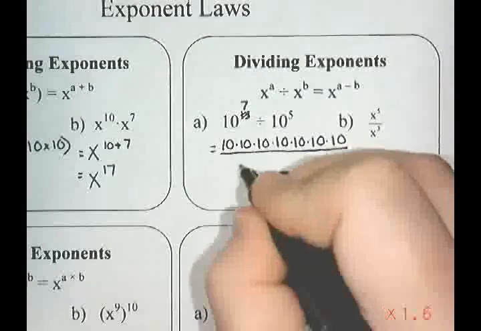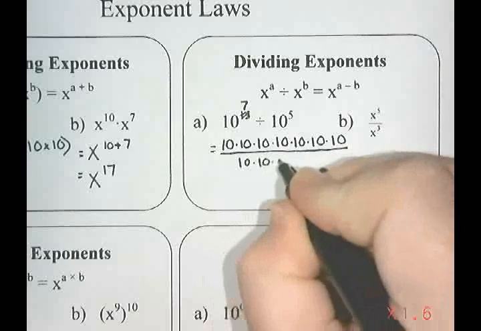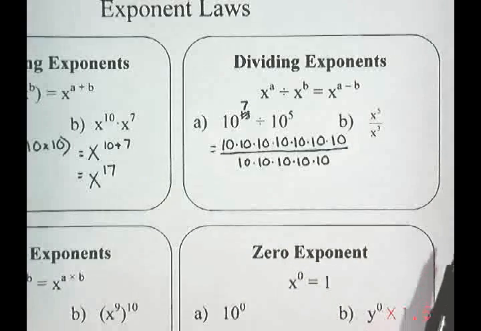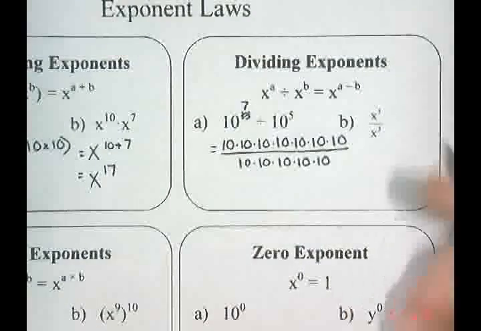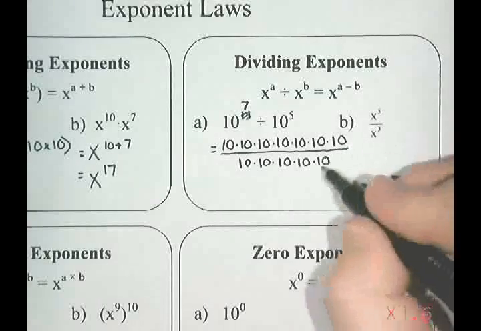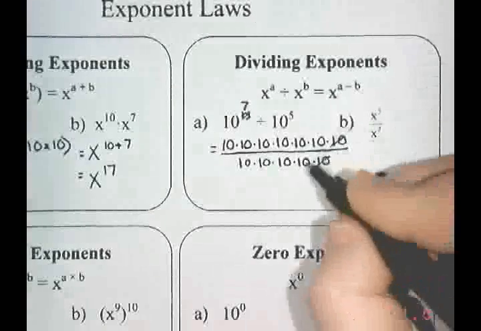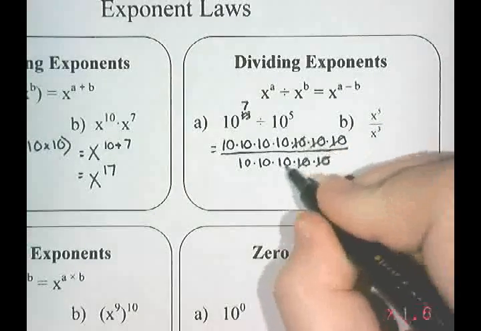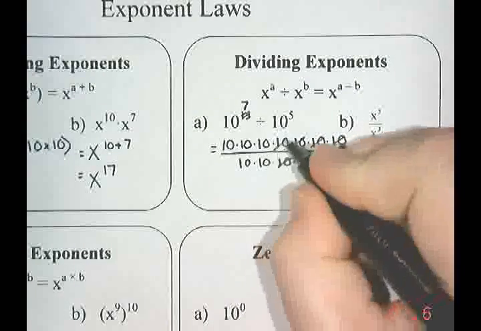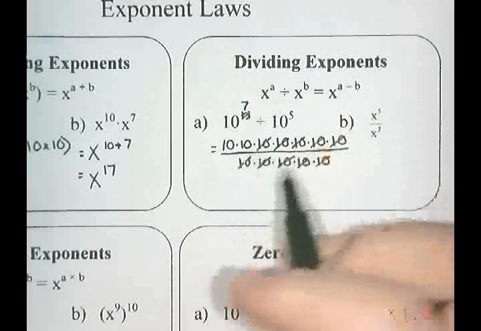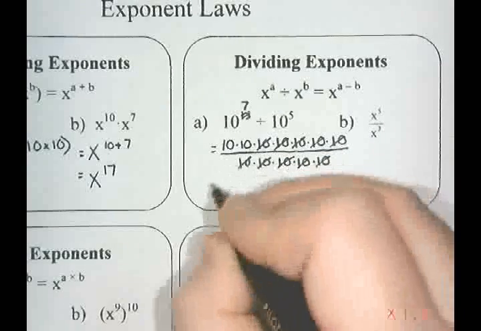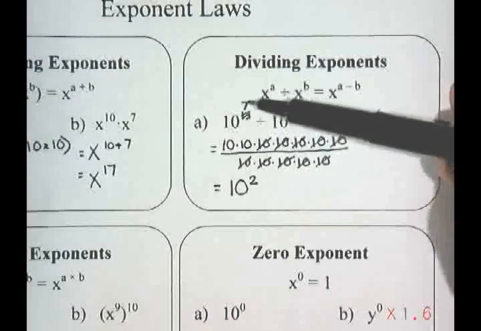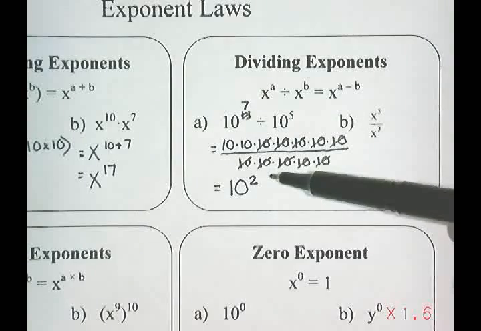And then 10 to the 5. You'll notice that I'm doing a dot for the multiplication instead of an X or a bracket just so that it'll fit better. Now what will happen here is that a 10 from the top is going to divide out with one of the 10s from the bottom. And then another 10 from the top divides out with another 10 from the bottom. And another 10 from the top divides out with another 10 from the bottom. And another 10 and another 10 until I'm just left with 2 10s. So this is going to be 10 to the power of 2. And if I tried the rule, 7 take away 5 definitely gives me a 2.